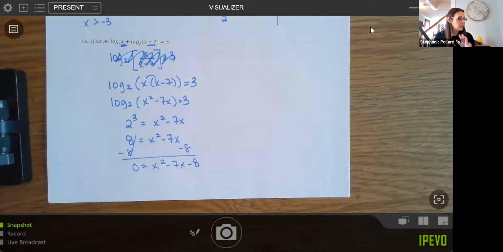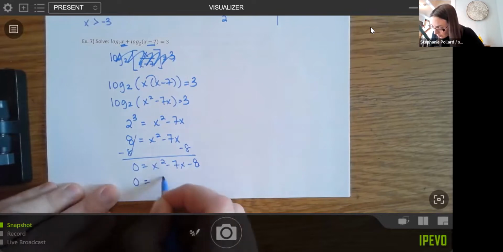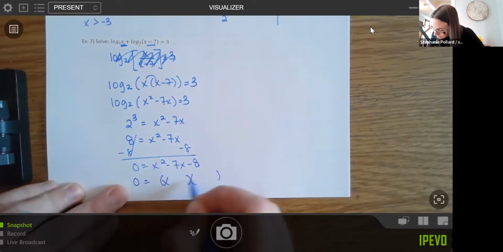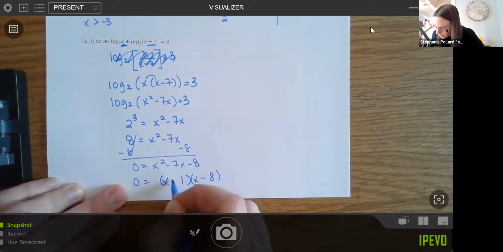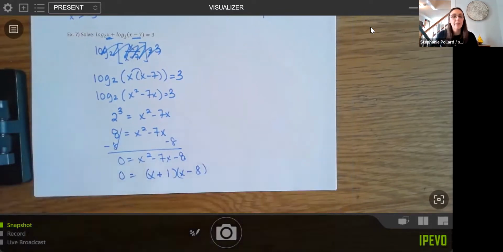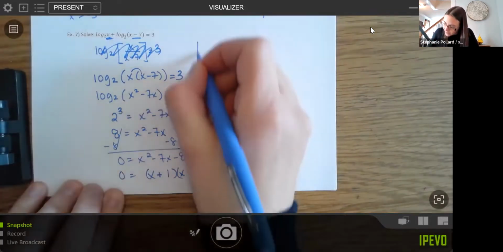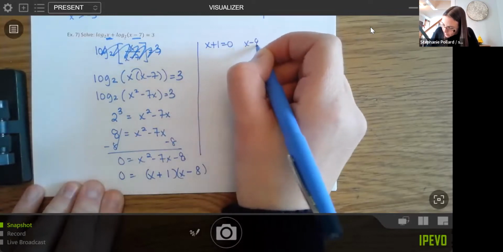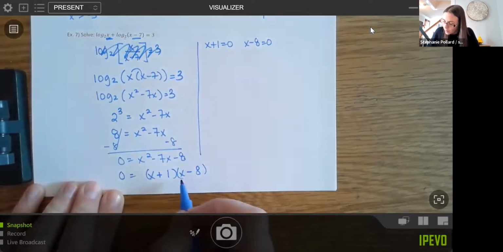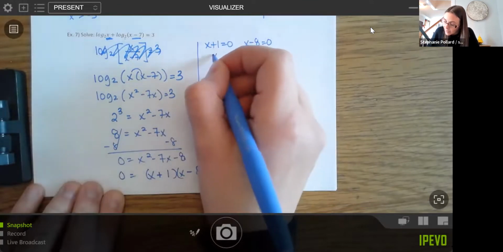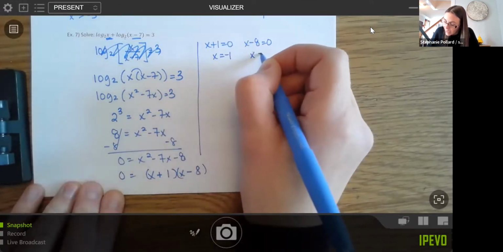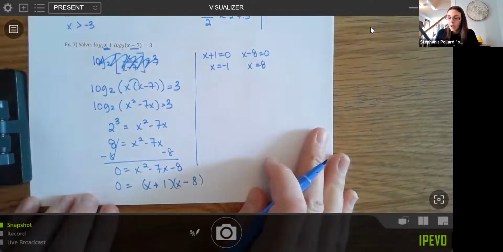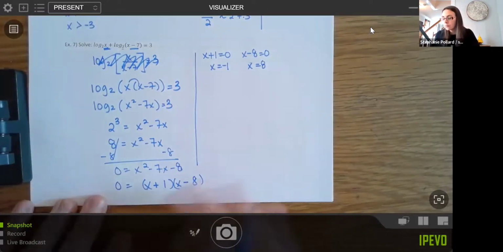Now for this one, I am going to use the factoring strategy. You could also use the quadratic formula. It's going to factor as x plus 1, x minus 8 here. And then I'm going to set each factor equal to 0. So x plus 1 equals 0, x minus 8 equals 0. And then I'm going to subtract 1 from both sides. I get x equals -1, add 8 to both sides, and I have x equals 8. So I have my two solutions.